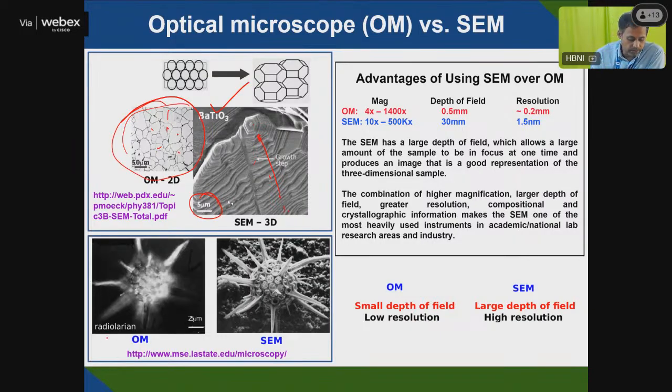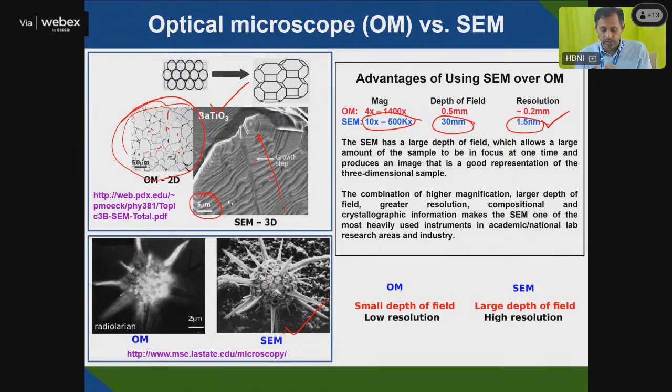Similarly, in the case of this radiolarian, this is an image of it, where the spikes are not visible in the optical image, but in SEM, the spikes and internal features you are able to see. So that means in SEM you can achieve a much higher magnification. You can go up to 2 lakh magnification. You can see the depth of field of 30 mm, much higher, and you have resolution in the nanometer range.